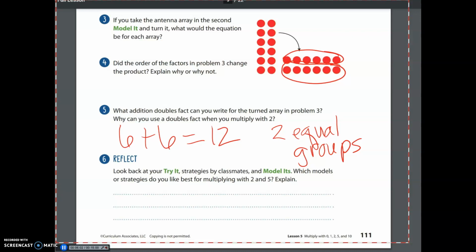So think about what we've done, what you did and what we did together. And on number 6, you're going to write which one you like the best and tell me why you liked it the best. And then you'll go ahead and do page 112, 113, and 114 on your own. You can always ask me for help during live, or Mom can help you. Just let me know what I can do to help you out.